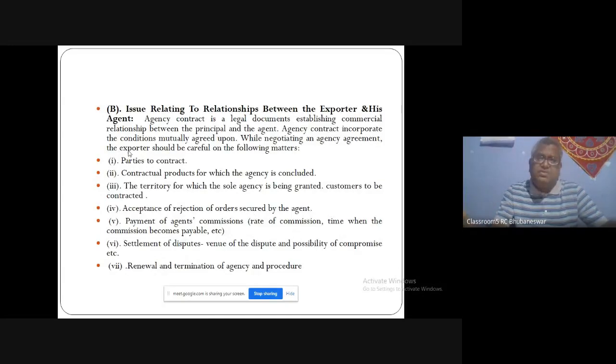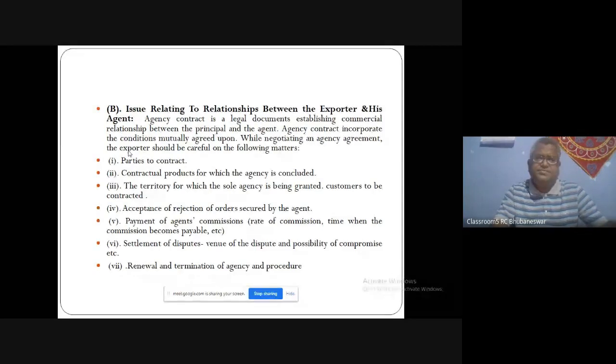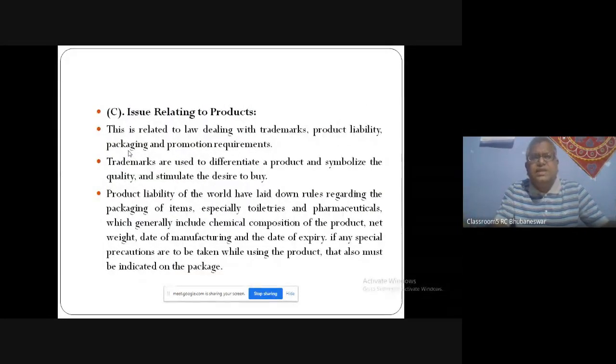Another issue is related to the relation between the exporter and his agent. Sometimes an agency agreement is a legal document through which the principal and agent relationship is established, and it needs careful attention in international business: parties, contracts, acceptance of orders, settlement of disputes, renewal, territory, and agency. These are some of the issues to focus on in the international way. Another one is issues relating to product.